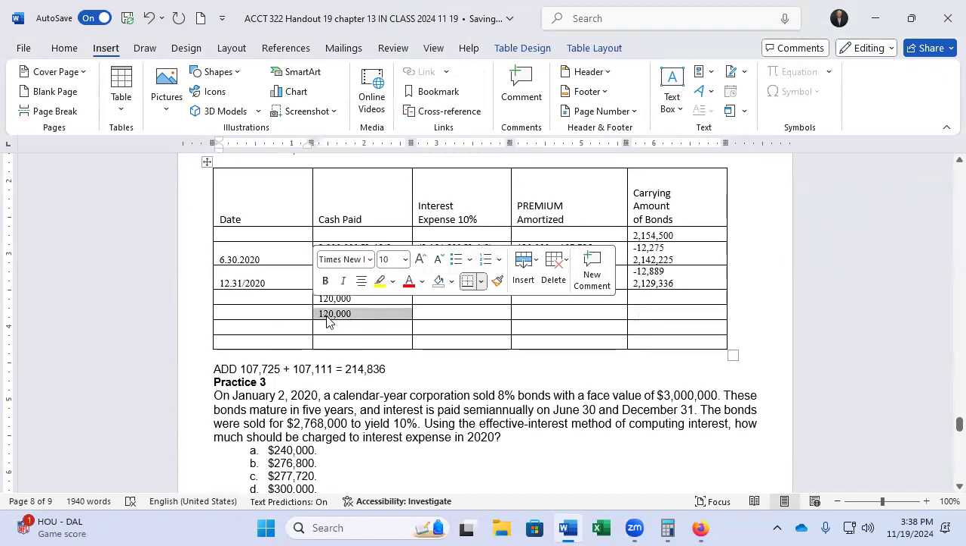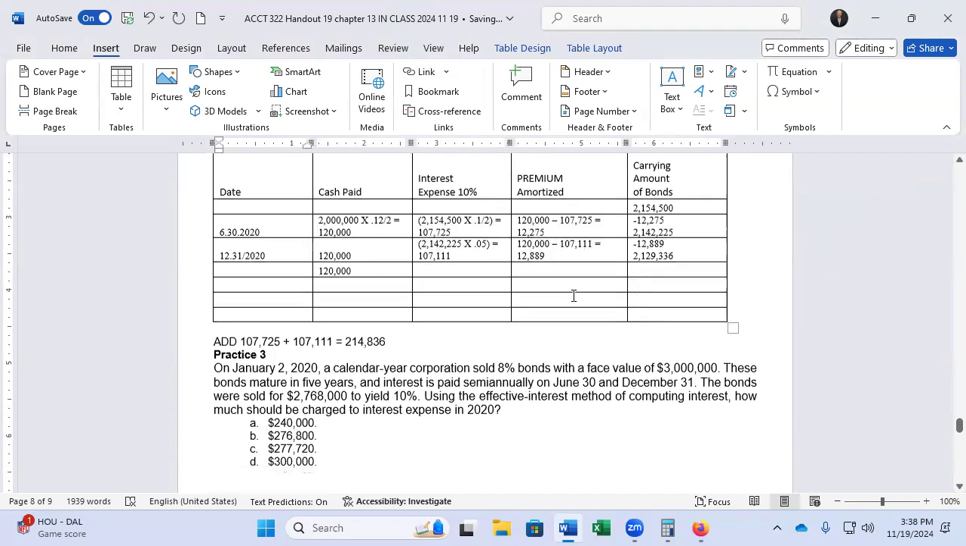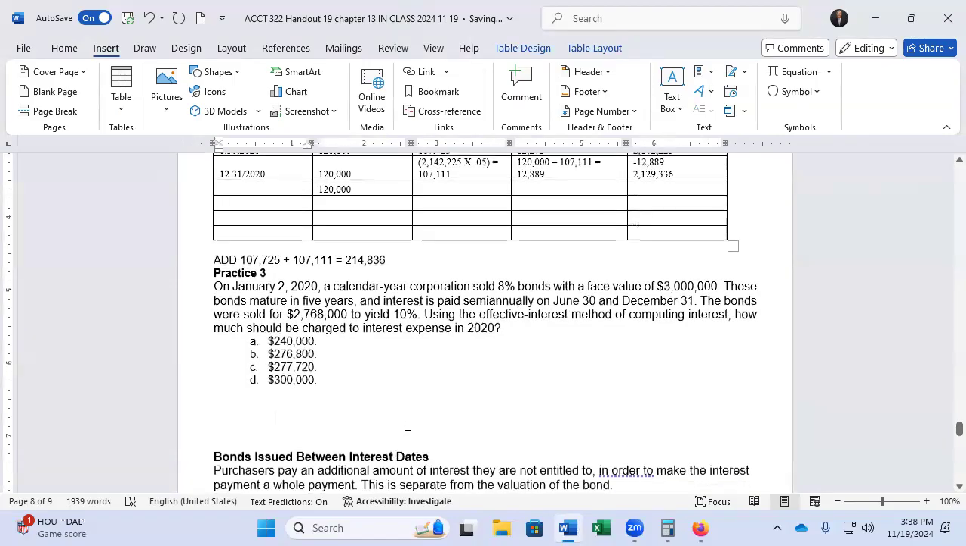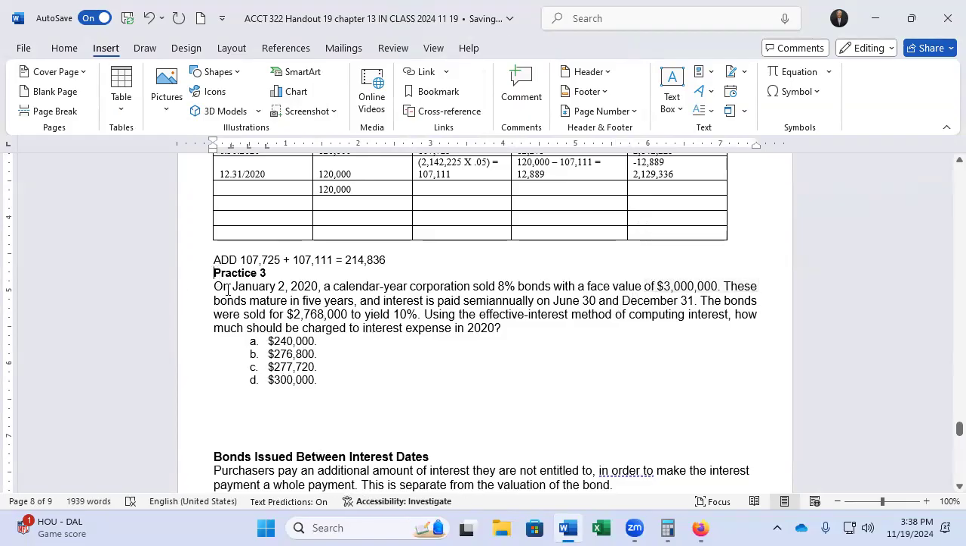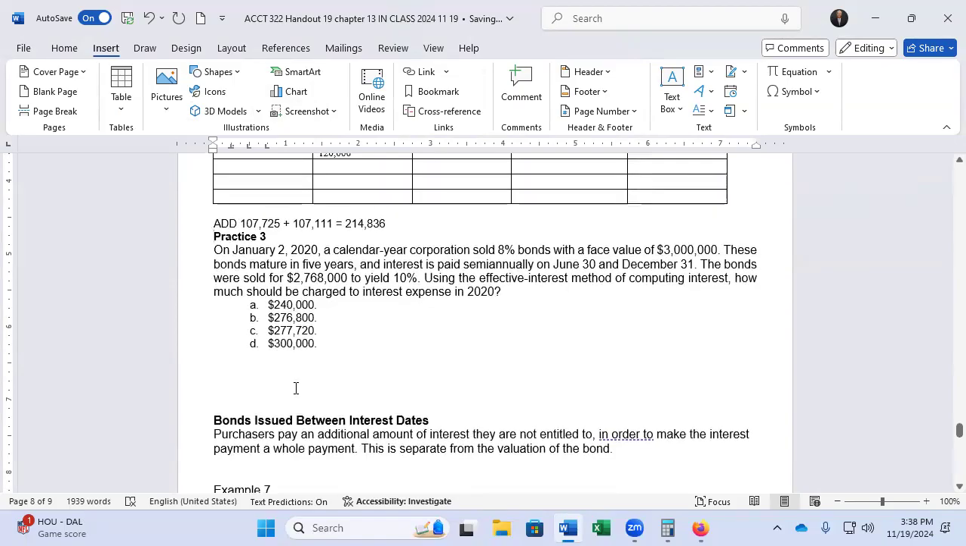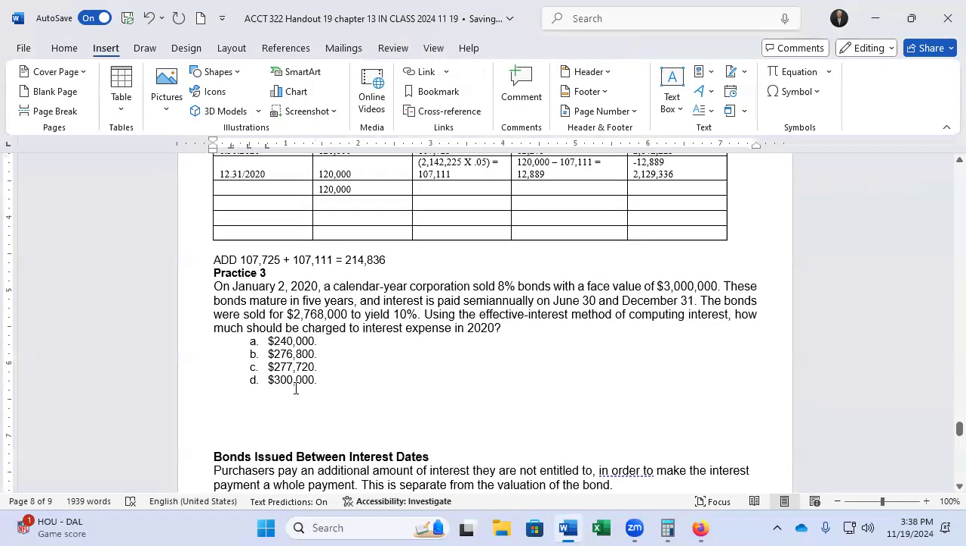Now what I would do, because I didn't really give you much room for practice 3 here, you can kind of just put the numbers in the bottom of this chart. And so you can do practice 3 there. Keep in mind that the numbers change here. I'll give you about 3 minutes for that one.